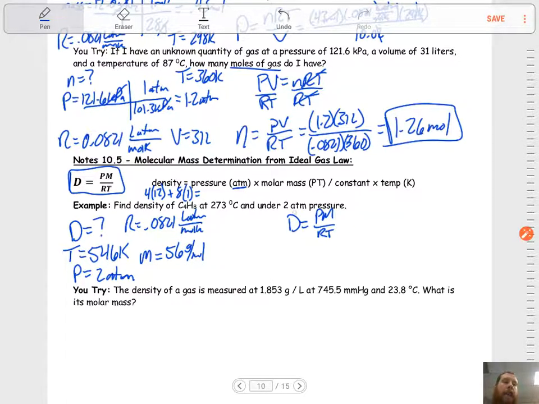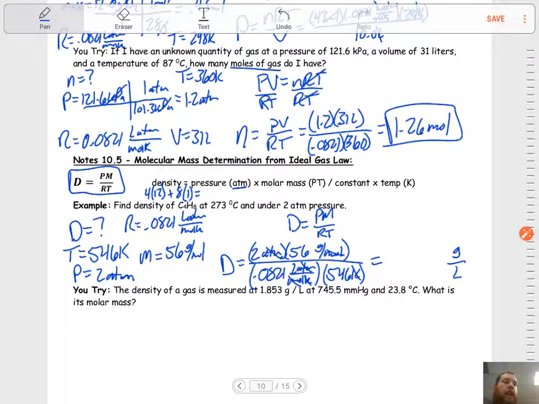Okay? Now it's just plug and chug. D equals P, my pressure is 2 atm, times my molar mass, 56 grams per mole, all over my R, 0.0821 L·atm over mol·K, and then times my temperature of 546 Kelvin. So K's will cancel out. Moles are going to cancel out. Atmospheres are going to cancel out. So I'm left with just grams per liter, which, if we think about it, is a perfect unit for density. Mass per unit of volume.